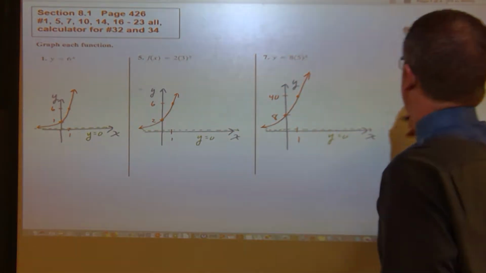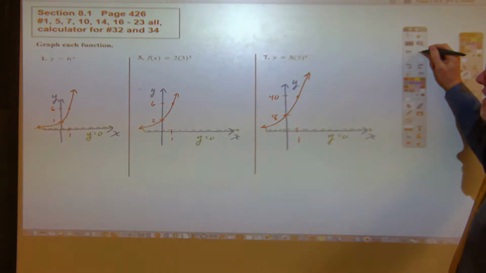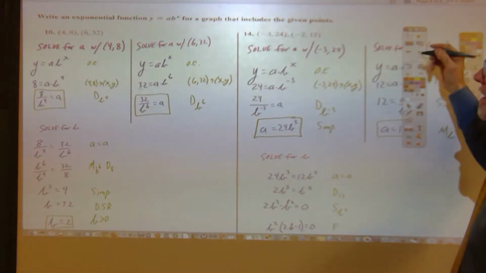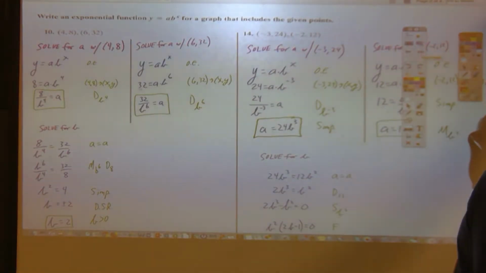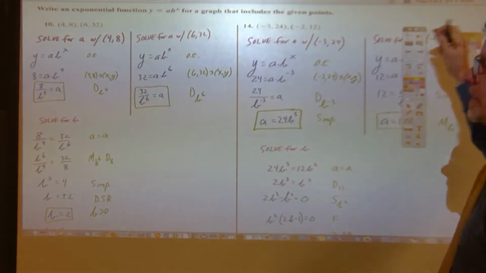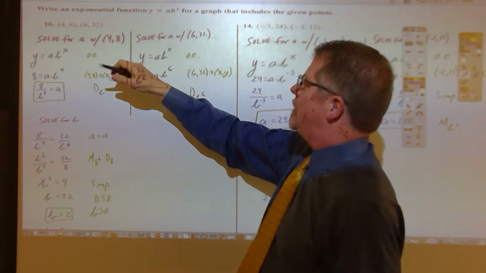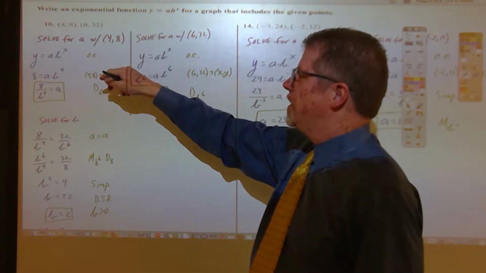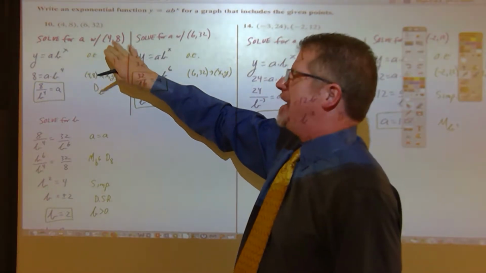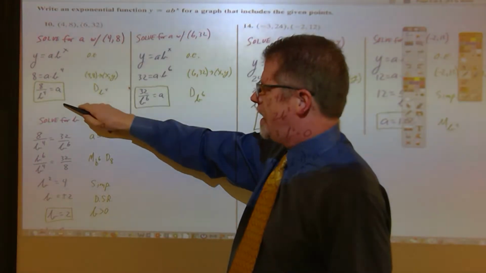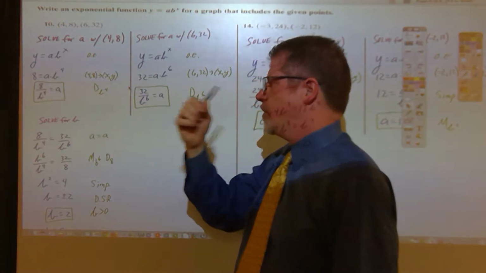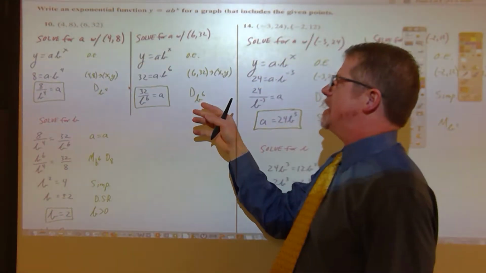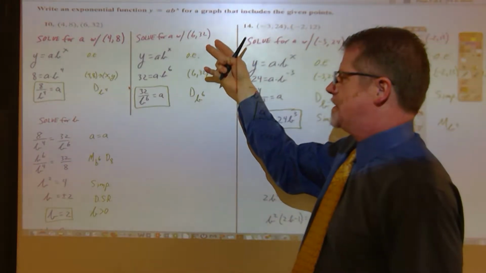First of all, there was a question on number 10. When we take a look at number 10, it is a multi-step process. We had to find the equation of the curve that passes through these 2 points. So first, I used the point (4, 8) to solve for a, to get a is 8 over b to the 4th. I did the process again with the point (6, 32).